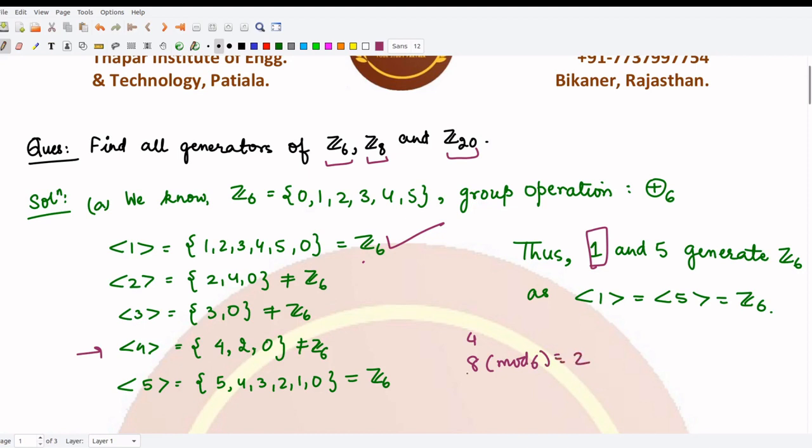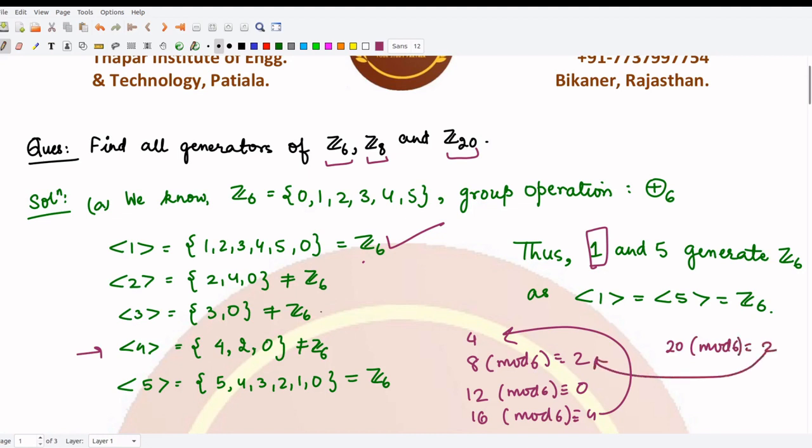2, correct? Then 4 plus 4 plus 4, 3 times, is equal to 12. 12 under mod 6 is how much? It is equal to 0. And then 4 plus 4 plus 4 plus 4, 4 times. You are adding 4 times, so that is 16. 16 under mod 6 is equal to 4. So you see the elements start repeating themselves. Next element would be 20. 20 under mod 6 would be equal to how much? It would be equal to 2. So this is same as this thing. So you see we only have 4, 2 and 0 present within the subgroup generated by 4, which is not equal to Z6. Hence this is not the generator.